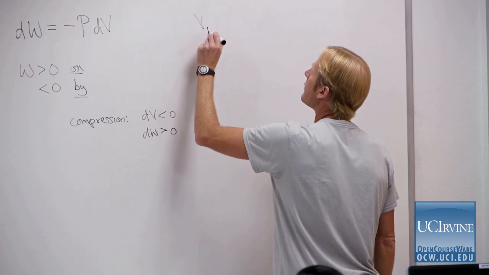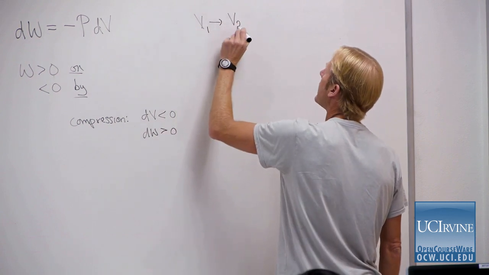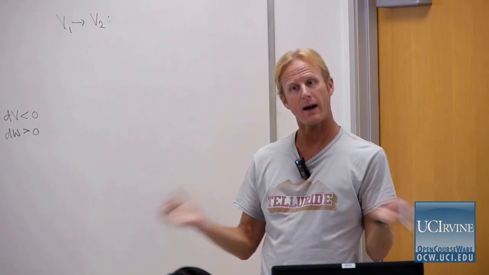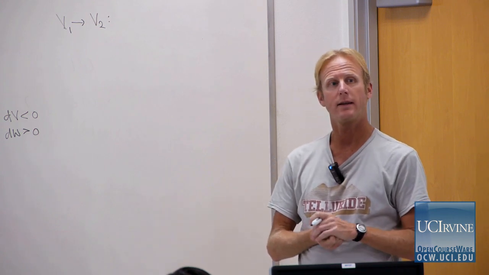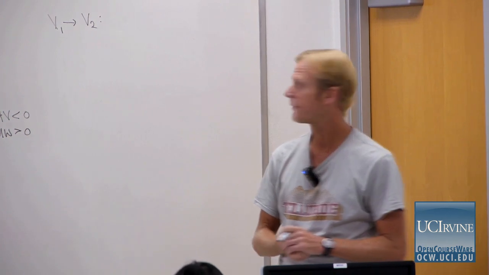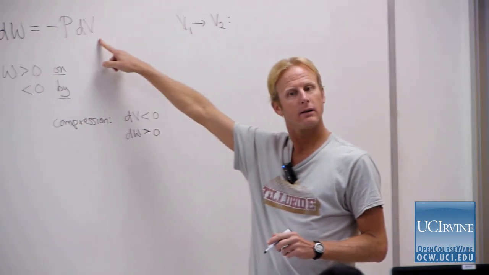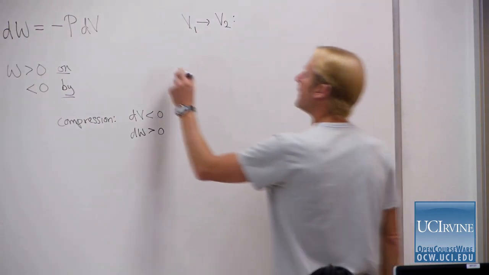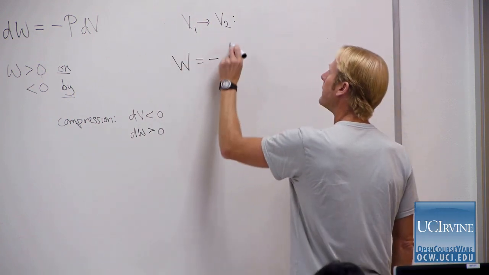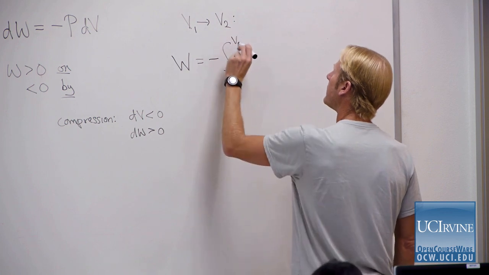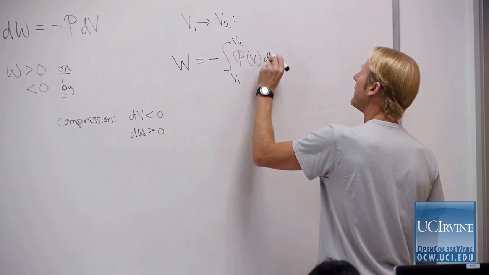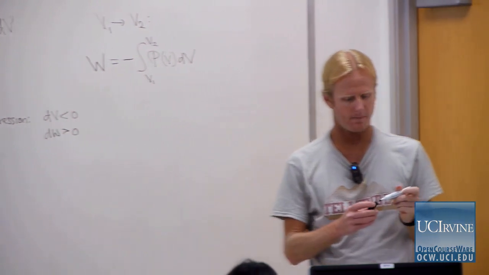Okay? All right, now, if I want now to change the volume from some initial volume V1 to a final volume V2, and this is now not an infinitesimal change, but it's a finite change, then how do I get the value of the work? I do an integral. Right? So W now, the work over the finite interval, will be equal to minus the integral from V1 to V2, and I'll put in the fact that pressure depends on volume through an equation of state. Okay?